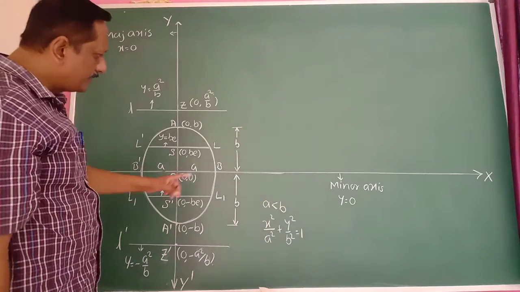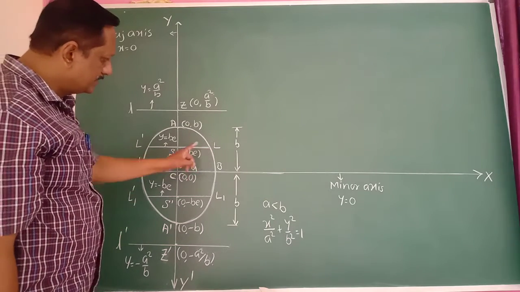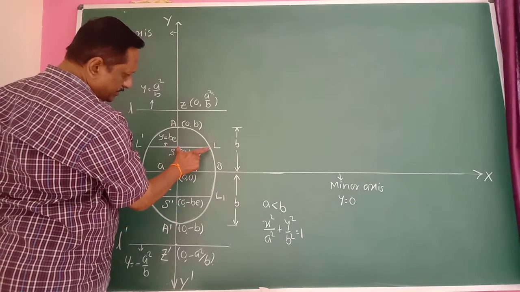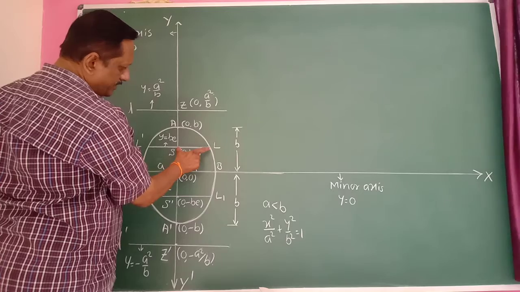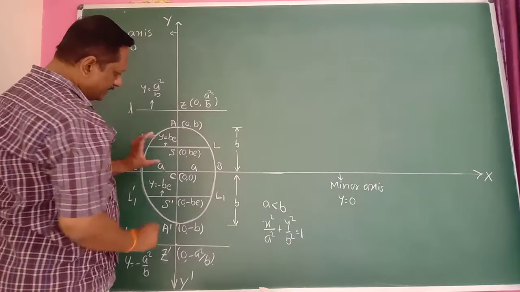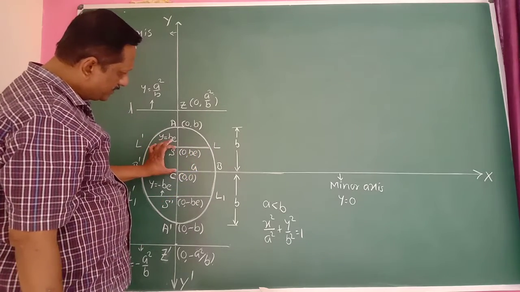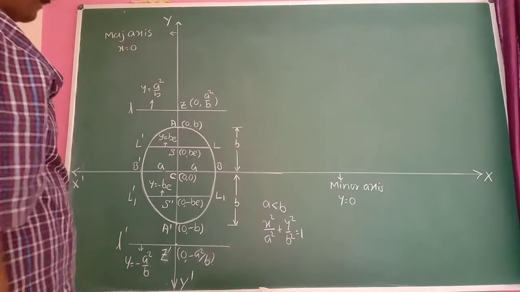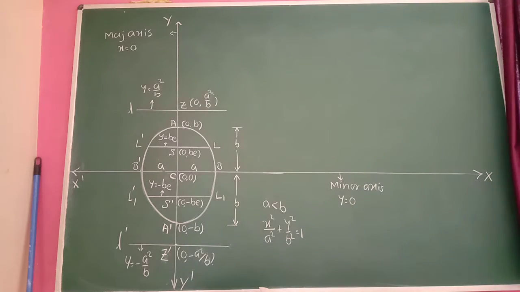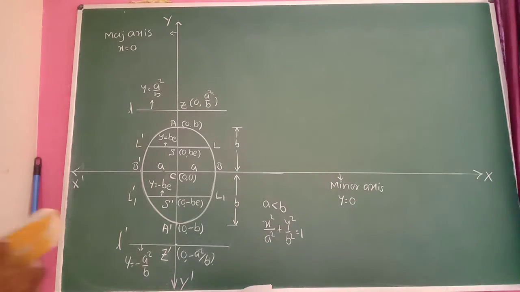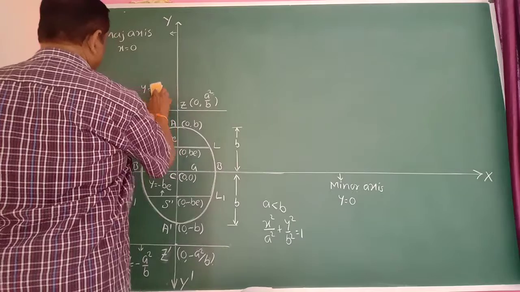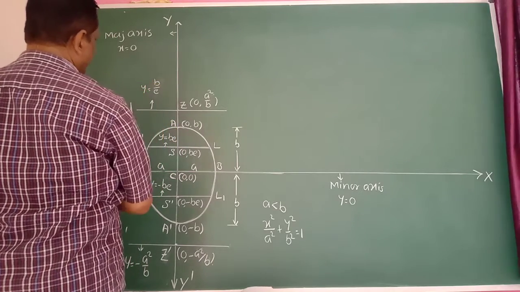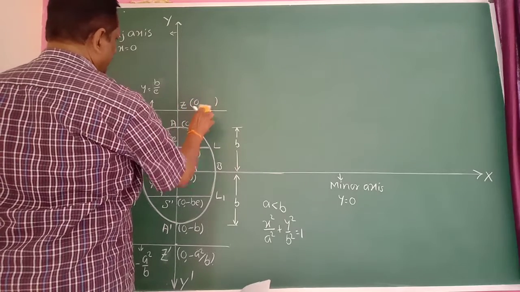And the coordinate of the point here. In this case, this is a b, and this is a b. Okay, and actually it's a b by e, not a square by b. It is a b upon e.